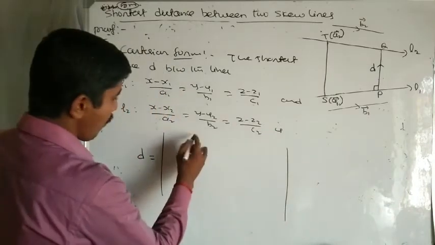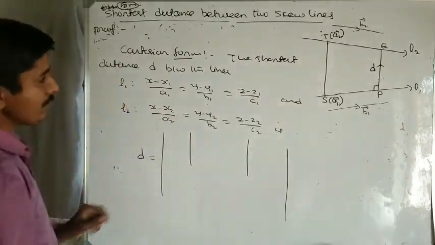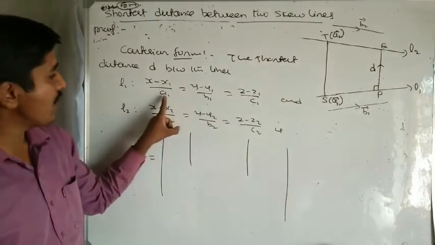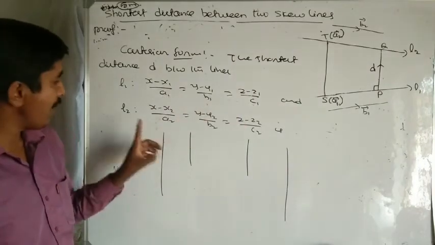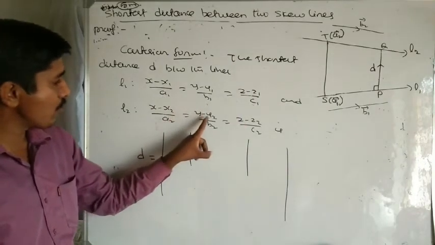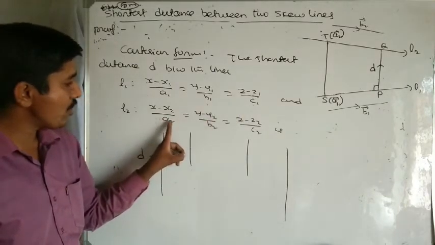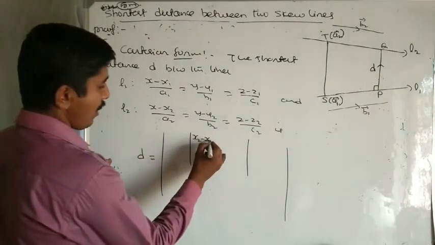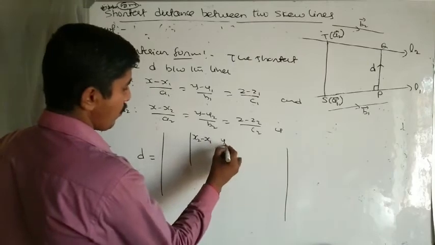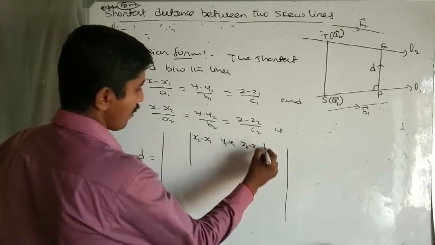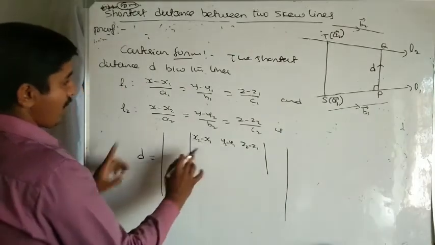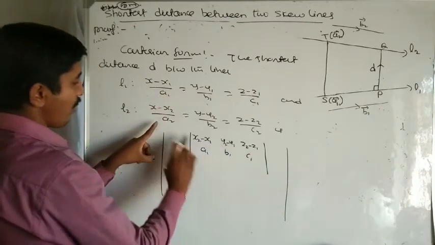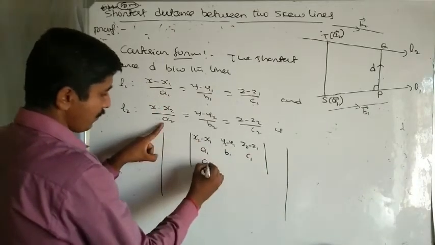the modulus of the numerator determinant. The first line passes through the point x1, y1, z1 whose direction ratios are a1, b1, c1. The second line passes through the point x2, y2, z2 whose direction ratios are a2, b2, c2. In the determinant, the first row is x2 minus x1, y2 minus y1, z2 minus z1. In the second row, the first line's direction ratios a1, b1, c1. In the third row, the second line's direction ratios a2, b2, c2.